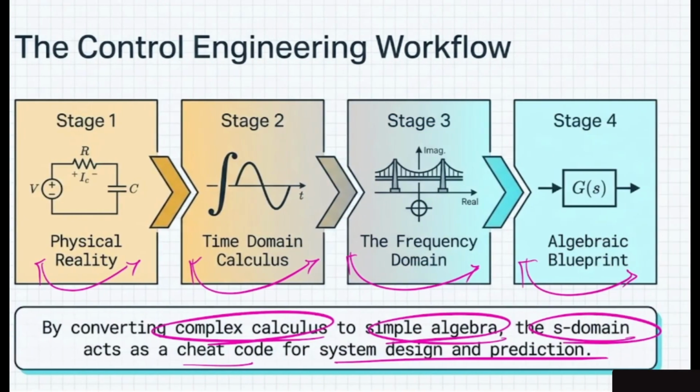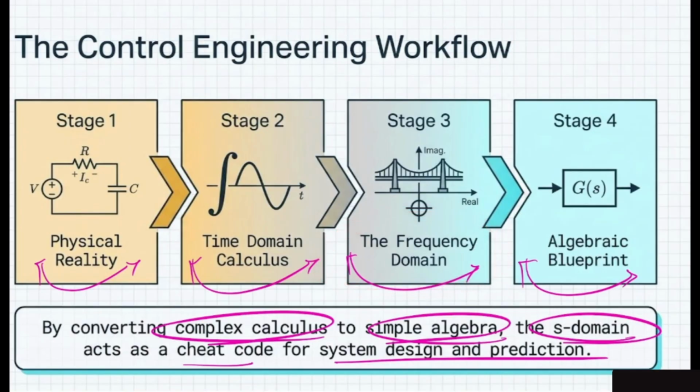So what is happening at this point? If we have the control engineering workflow, your workflow should be like this. Stage number one, the physical reality. There could be that bridge, it could be some kind of normal RC circuit, could be anything. Then you have to consider the time domain calculation, which we know as calculus. Those derivatives, integrals, whatever combination of them, that could be your time domain calculus. Then we have the frequency domain.